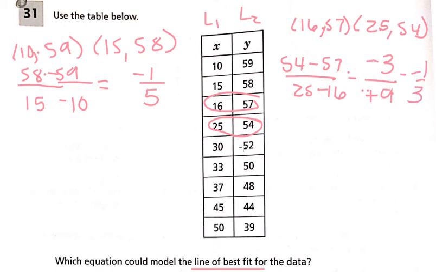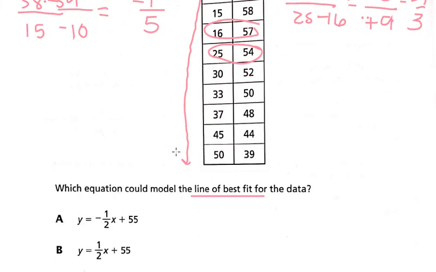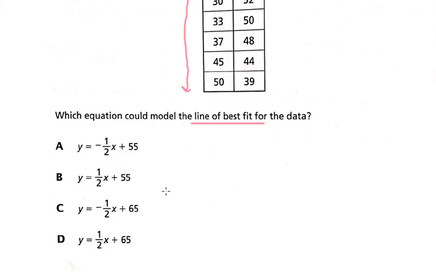So I'm going to continue to look at my values. As I look at these values, they are constantly decreasing, so I can be pretty confident that I have a negative slope. So I'm going to go ahead and eliminate answer choice B with its positive slope and answer choice D with its positive slope.